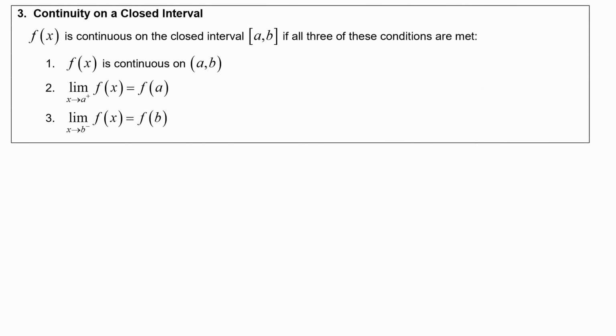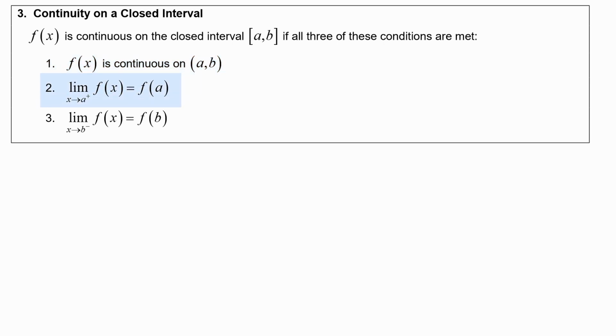Next up, we have continuity on a closed interval. F of x is continuous on the closed interval from a to b if all three of these conditions are met. First, f of x is continuous on the open interval from a to b. Remember that a closed interval means the endpoints are included, and an open interval means the endpoints are not included.